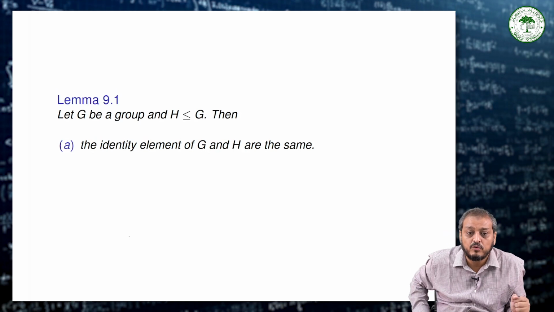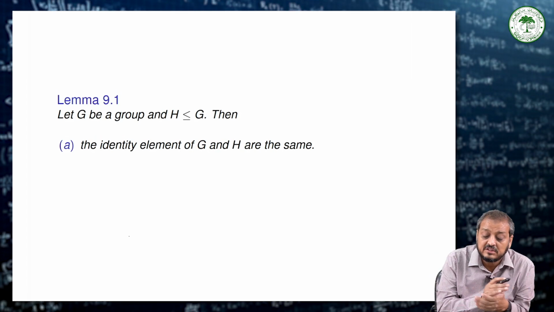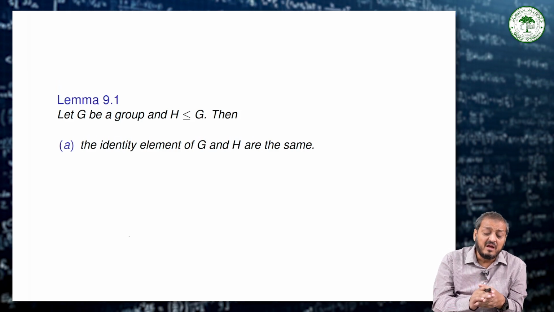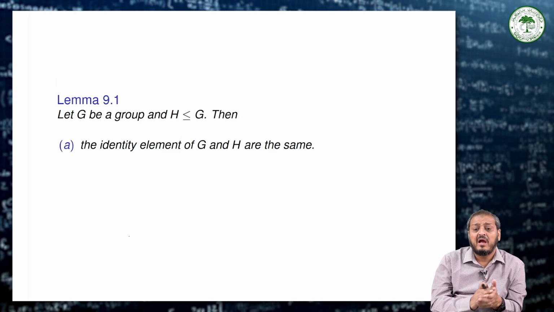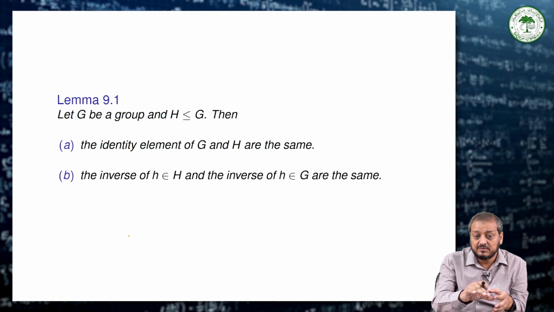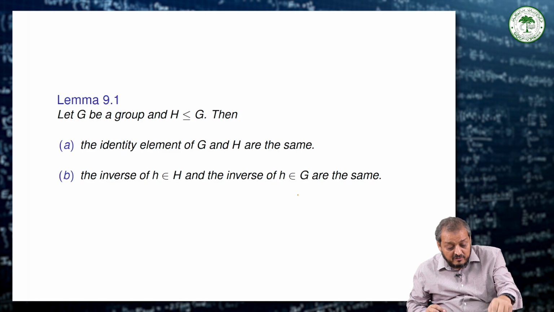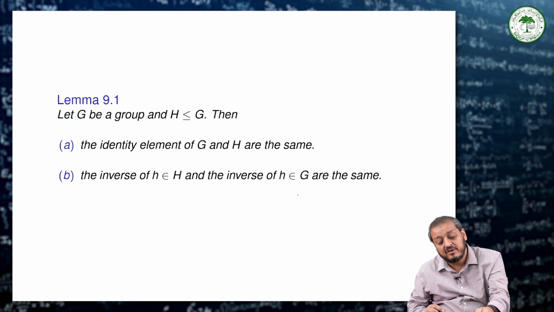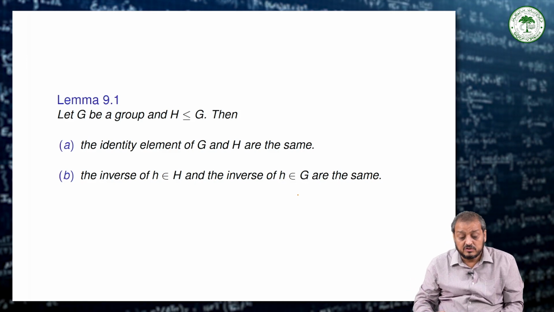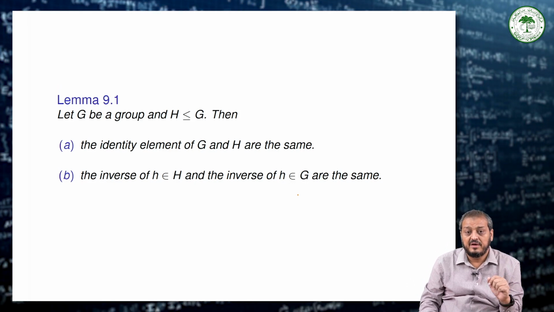So I will prove this result: let G be a group and H a subgroup of G under a certain binary operation. Then the identity element of G and H are the same, and also the inverse of h in H is the same as the inverse of h in G, because we are taking a subset of G. So let us try to prove this result.